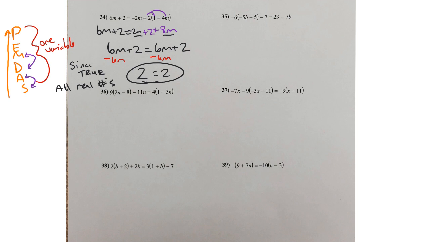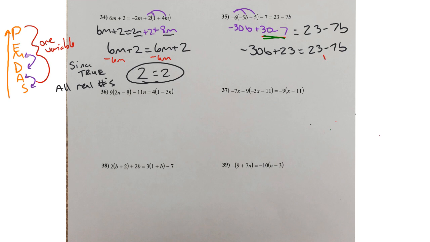35, exact same concept. Negative 6 distribute, so I end up with negative 30b plus 30 minus 7 equals 23 minus 7b. Now on the left side, these are like terms, so I put them together first. So I have negative 30b plus 23 equals 23 minus 7b.